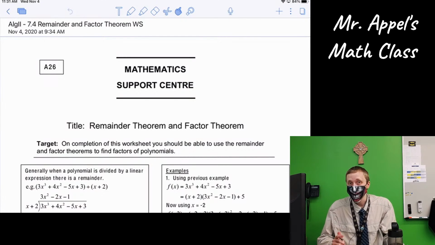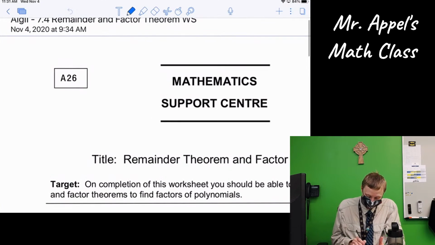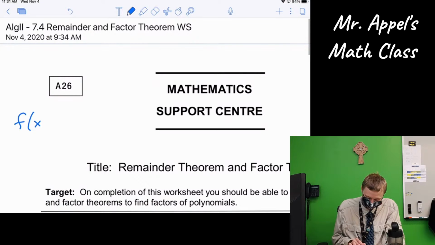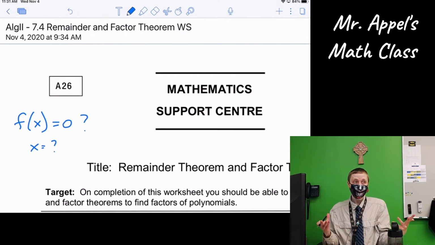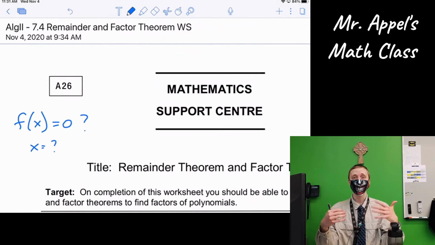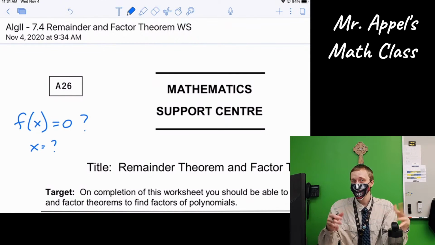You're going to want to solve polynomials. You're going to want to figure out what values of x make the function equal to 0. So x equals what? That's the nature of algebra and calculus for quite a lot. You're going to find when does this function equal 0, and a lot of those functions are going to be polynomials.